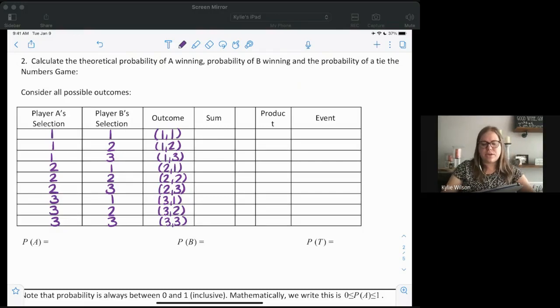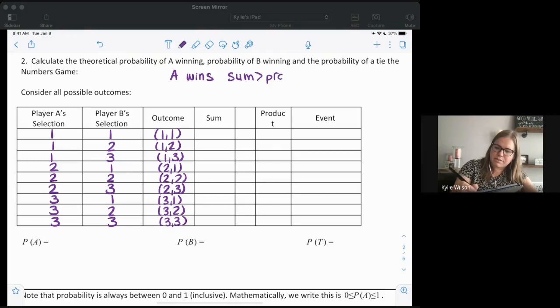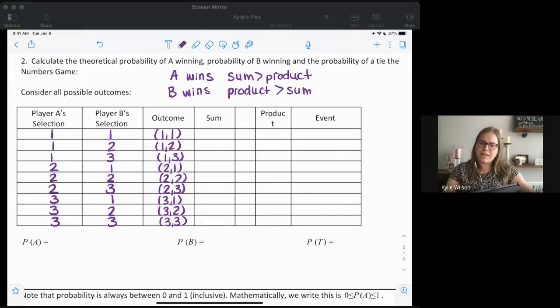So now we'll look at the sums and products. Remember, player A wins if my sum is bigger than my product. Player B wins if my product is bigger than my sum. So let's look at the sums.